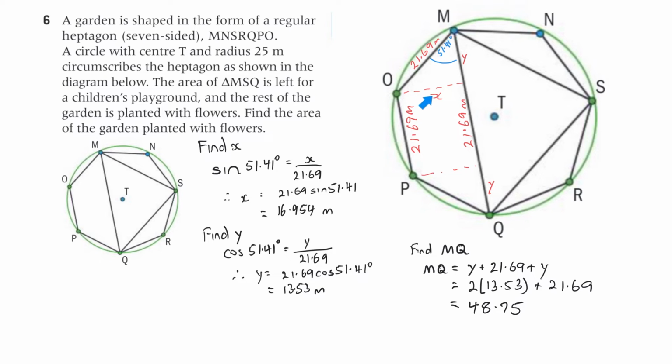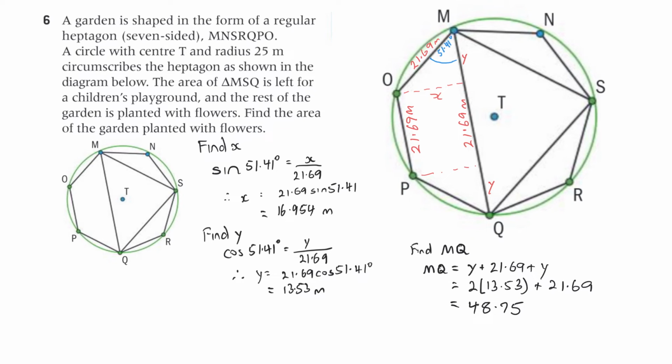Now I've labelled this as X, and that is why this is now a right angle triangle, and I know the hypotenuse. So if I wanted to find X, I can put sine of 51.41 is X over 21.69, and I get X is 16.954. So I found that height, which is basically going to be the height of our trapezoid. Now I still need to find MQ. Okay, the way to find MQ is that if I call that Y, that's also Y, and this distance here is the same length as that.